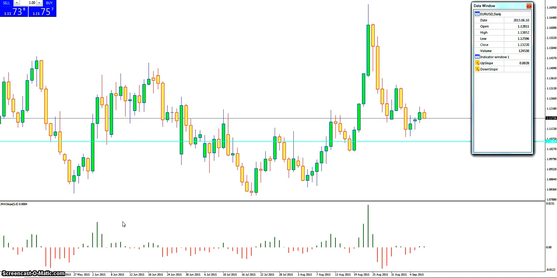So the logic of the strategy is called a reverse divergence method. What is a reverse divergence? Reverse divergence is basically when price is moving in this direction and the indicator is moving in this direction, that's called reverse divergence, not the opposite.